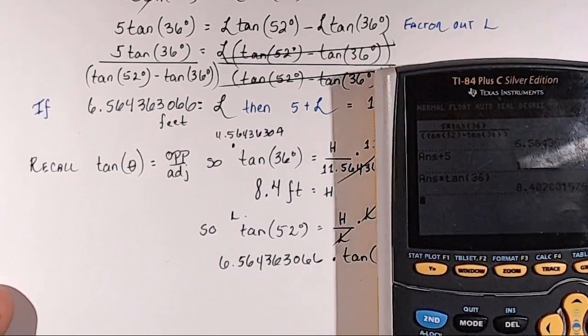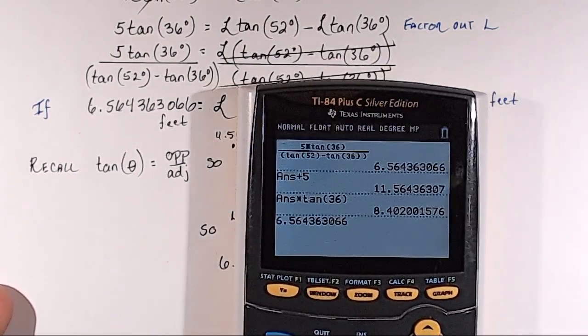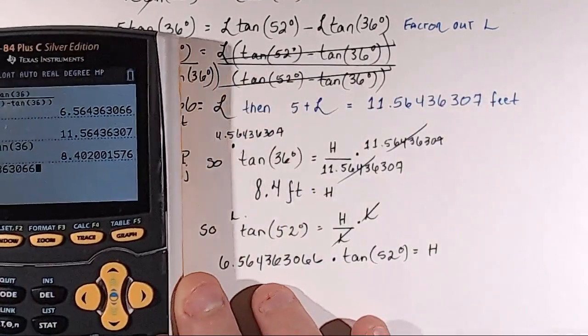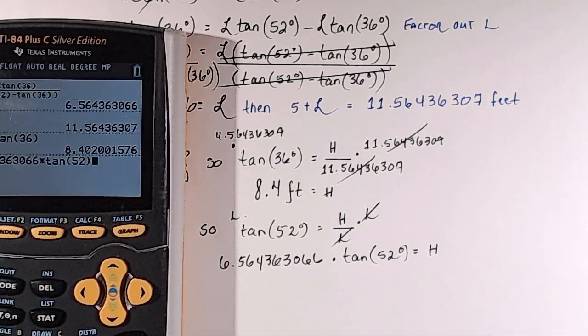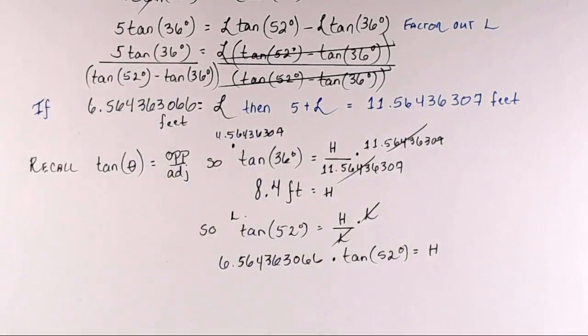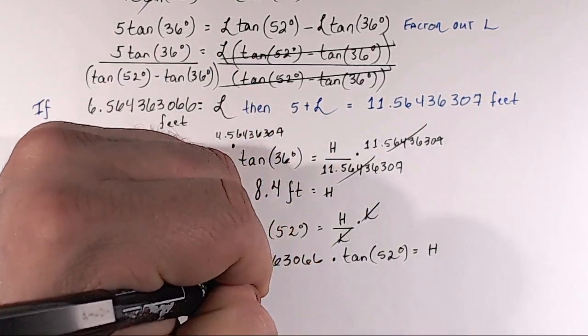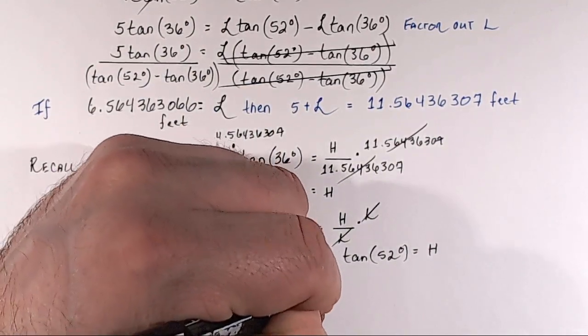So we'll go back up and grab that value, put it back into our working space there, times tan of 52 degrees. And there it is, 8.4 feet equals H.